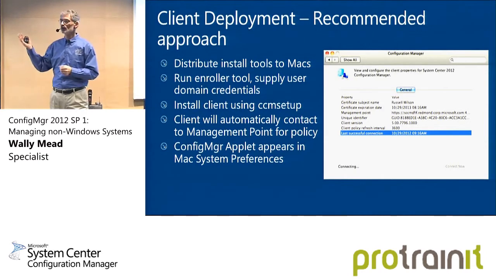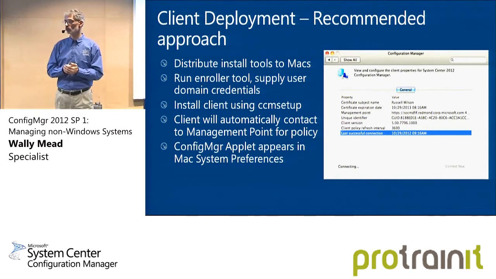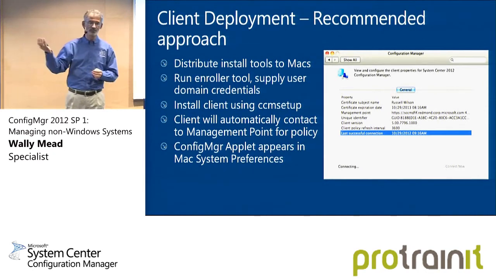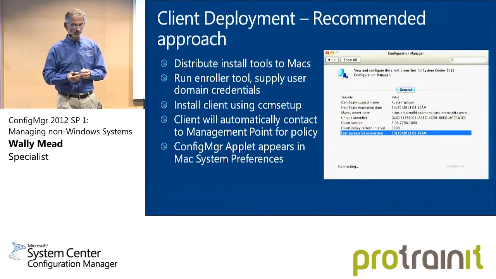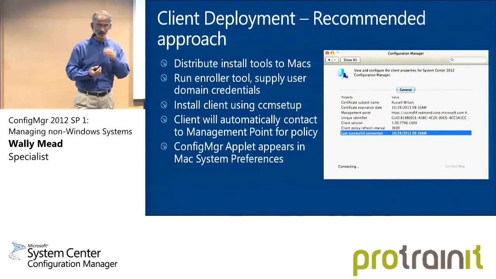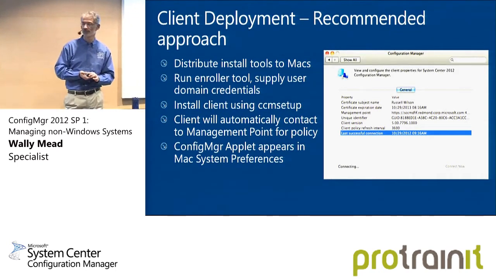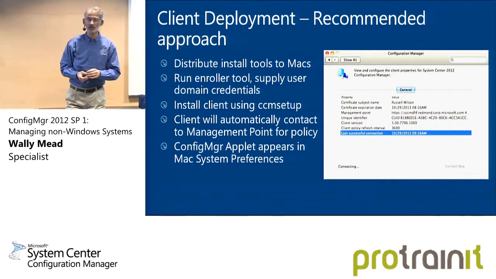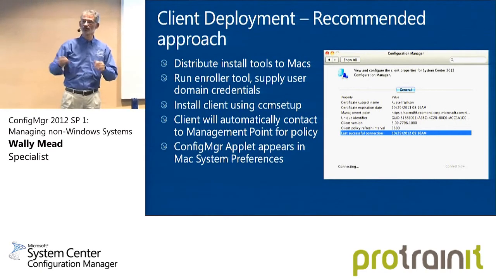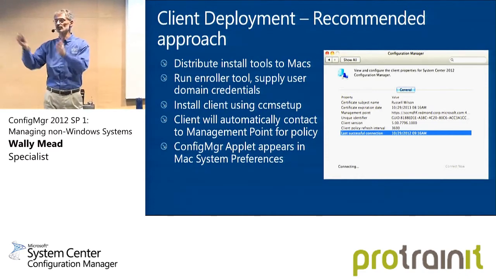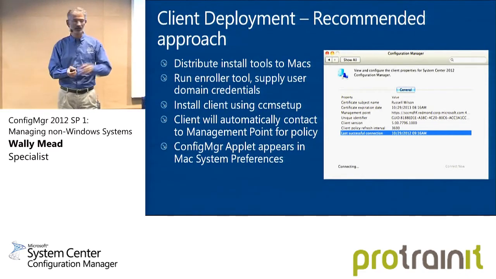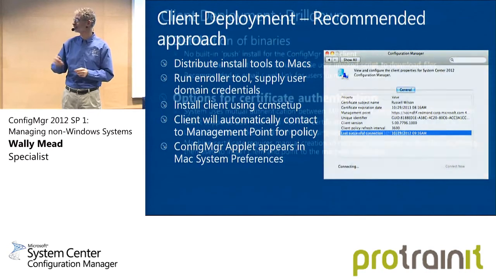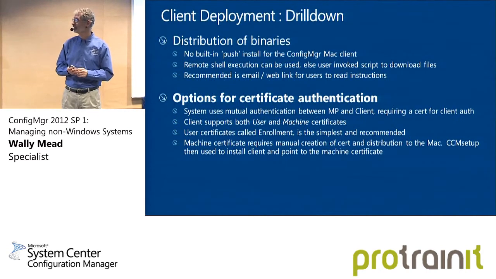So you go ahead and run an enroller tool to enroll that into your site, supplying appropriate credentials. And then you'll go ahead and install it using CCM setup, just like you would a Windows client. And then it goes ahead and pulls policies and does the rest of the work as you would expect it to. And then you get this Configuration Manager applet available to you, very much like the Configuration Manager applet in a Windows box. So this should show your properties. And Panu's going to show you that when he gets into the demo here in a few minutes.